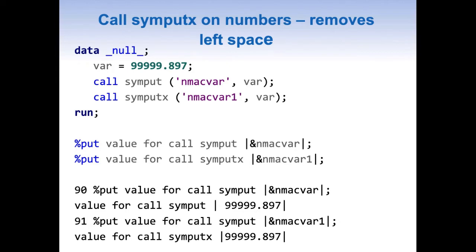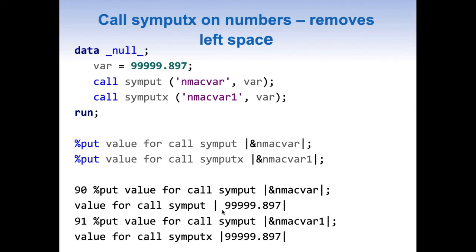Here I want you to focus a little bit more. For CALL SYMPUT, you can see there is a left space, whereas in the case of CALL Symputx, there is no left space. So what CALL Symputx does is, whenever we have a numeric value, it removes the left space, whereas in the case of CALL SYMPUT, it does not remove the left space.